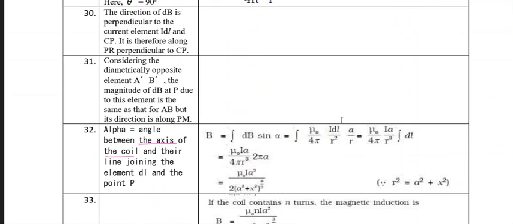Then B is equal to the integral of dB sin alpha, that is equal to mu 0 by 4 pi into I dl by r squared into a by R. Mu 0 by 4 pi and I are all constants, so they can be brought outside the integral, and the differential element length alone is integratable. So the integral of dl, other things are kept outside the integral.